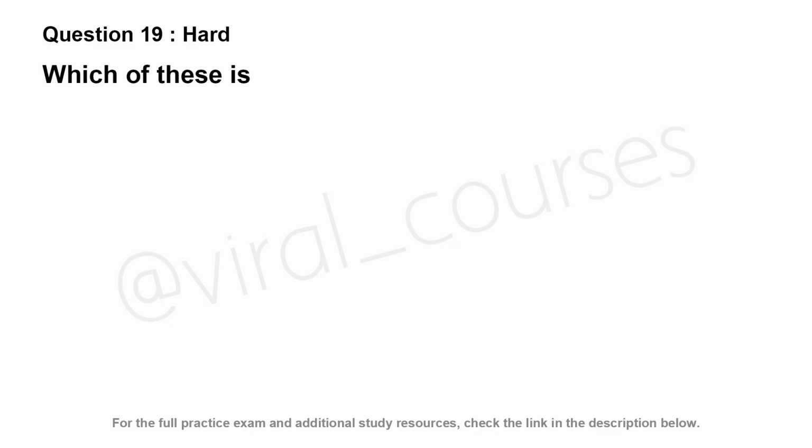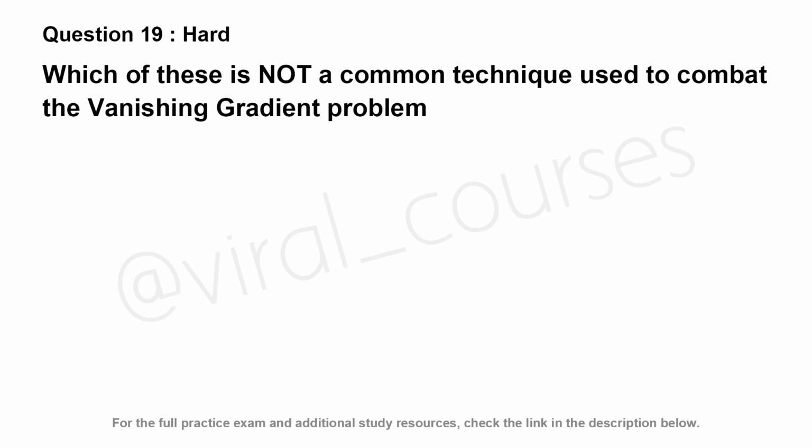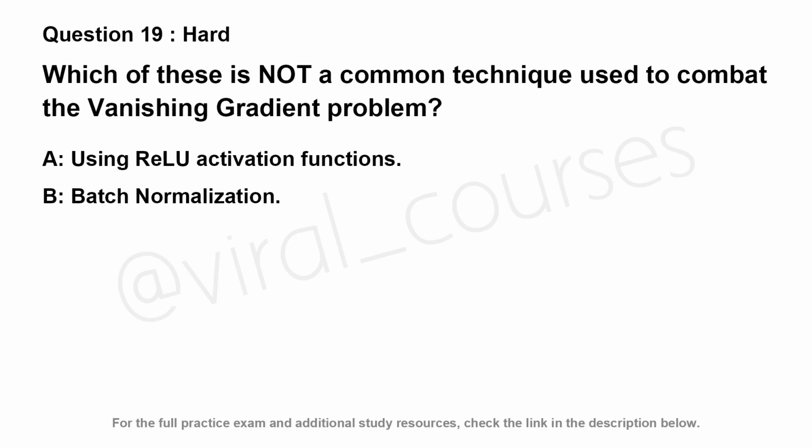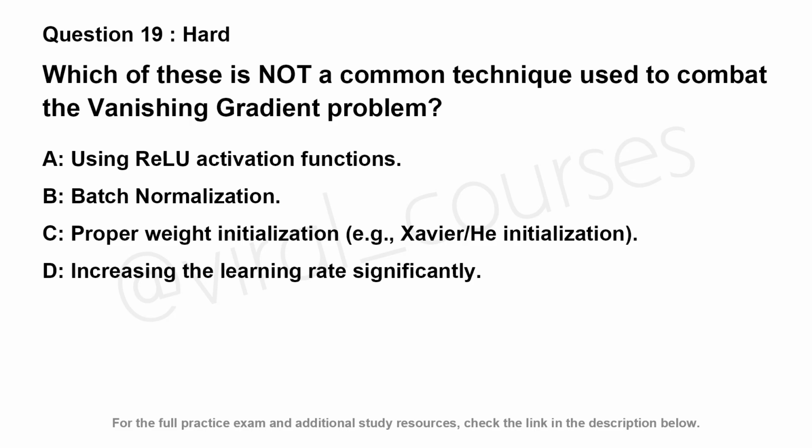Which of these is not a common technique used to combat the vanishing gradient problem? Option A. Using ReLU activation functions. Option B. Batch normalization. Option C. Proper weight initialization, e.g., Xavier, He initialization. Option D. Increasing the learning rate significantly.